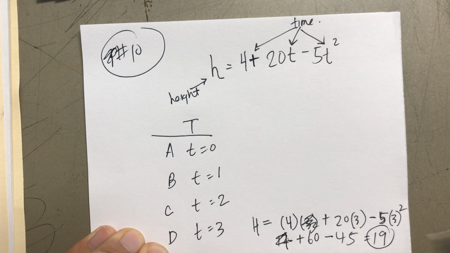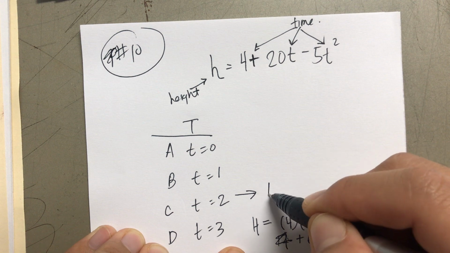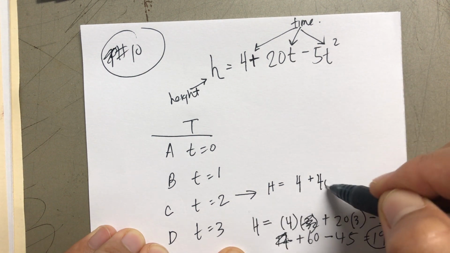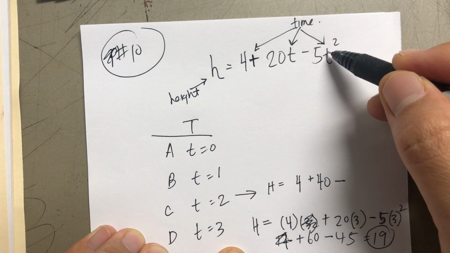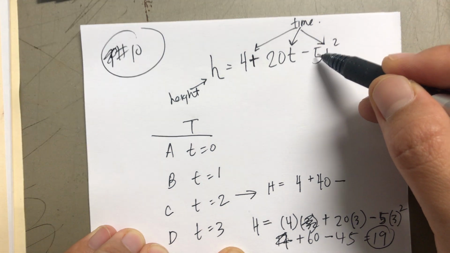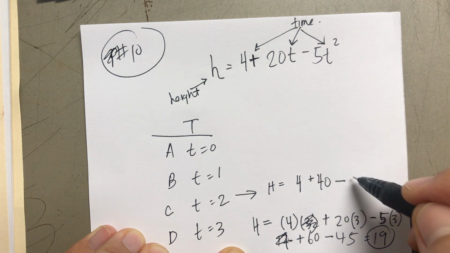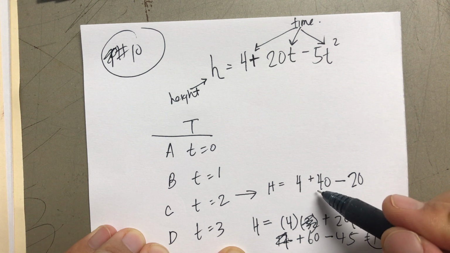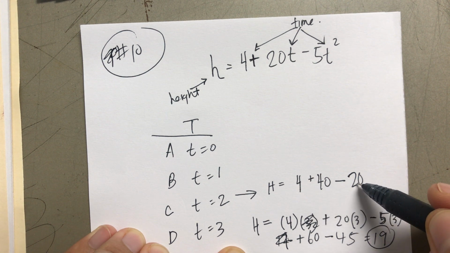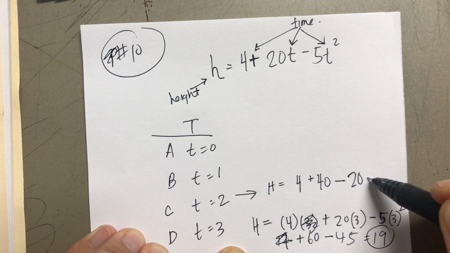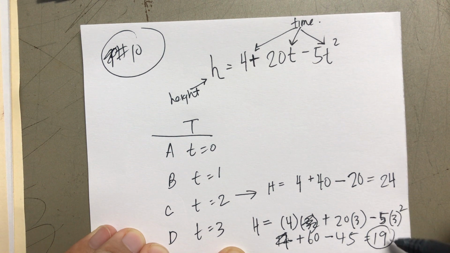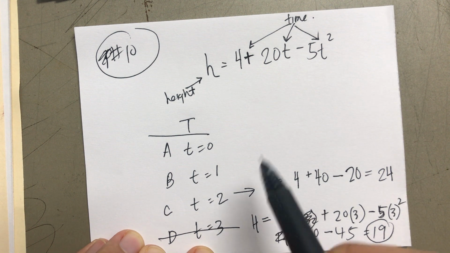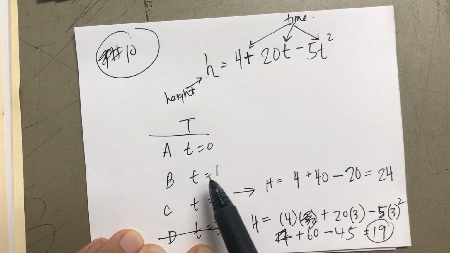Okay, so let's plug in 2 now for this one. H is going to equal 4 plus 20 times 2 is 40 minus 2 squared is 4. 4 times 5 is minus 20. And so this is going to be 40 minus 20 is 20, plus 4 is 24. That's higher than 19, so I'm already going to cross D out because 24 is higher. We're trying to find the highest height possible when we plug in these numbers, okay?